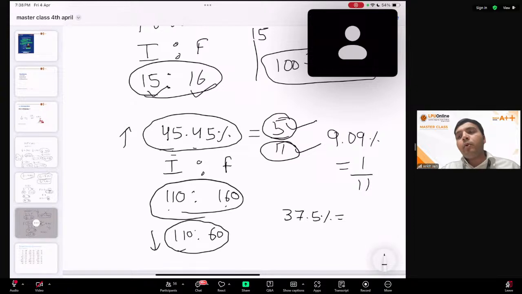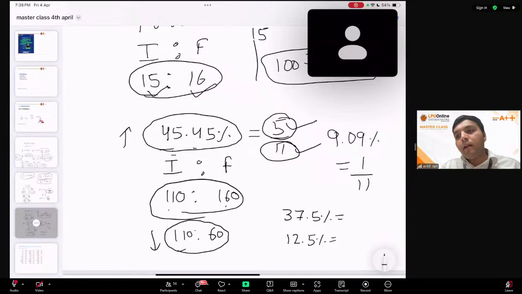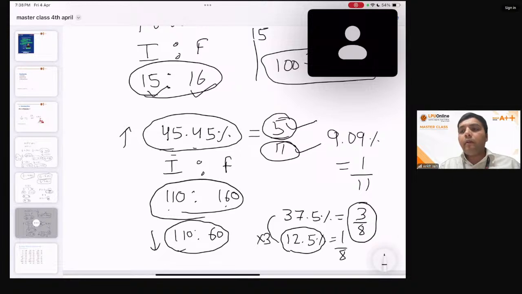You know, 37.5 is a multiple of 12.5, and 12.5 is 1 by 8. So this is 3 times 12.5, which is 3 by 8. When you multiply 12.5 by 3, it gives you 37.5. You can check: 12 times 3 is 36, 0.5 times 3 is 1.5, and 36 plus 1.5 is 37.5. So 37.5% is 3 by 8. That you have to find.